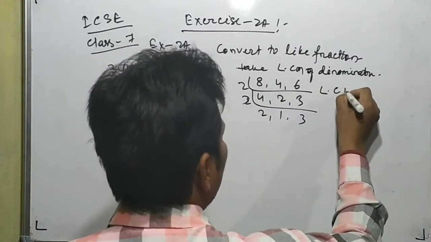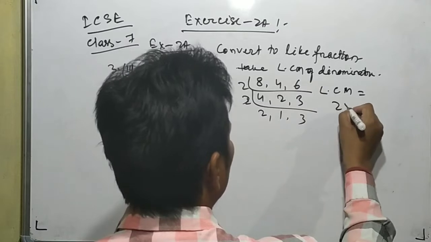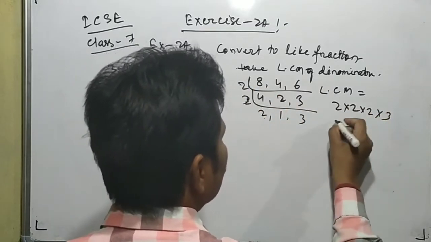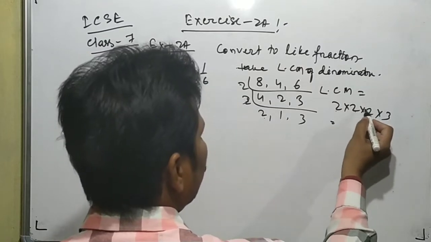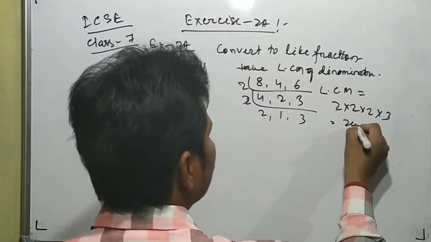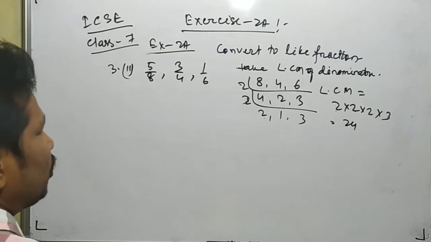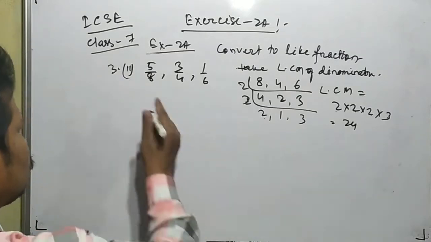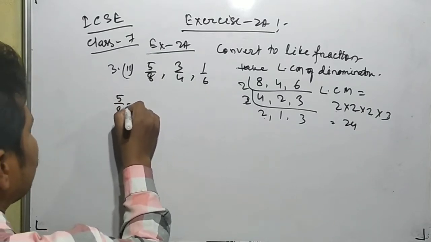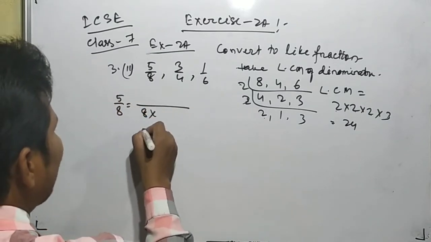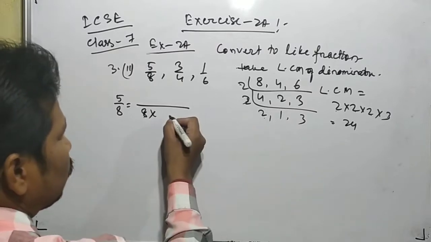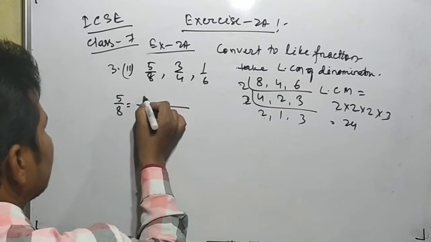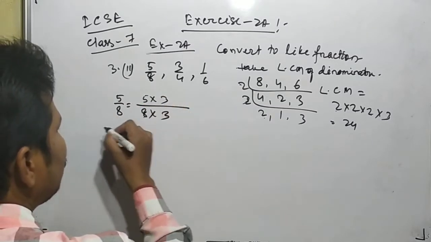So LCM is equal to how much? 2 into 2, again into 2, into 3. 2 into 2 is 4, 4 into 2 is 8, 8 into 3 is 24. So our LCM is equal to 24. That means we have to make the denominator 24. So now 5 by 8: what do we multiply with 8 so that it becomes 24? Definitely 3. If you multiply the denominator by 3, then definitely multiply the numerator by 3.